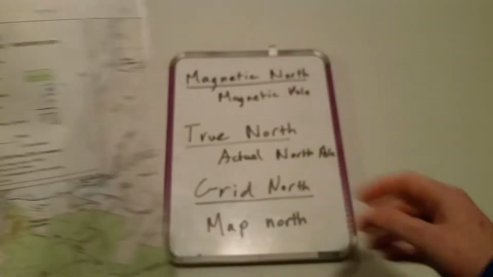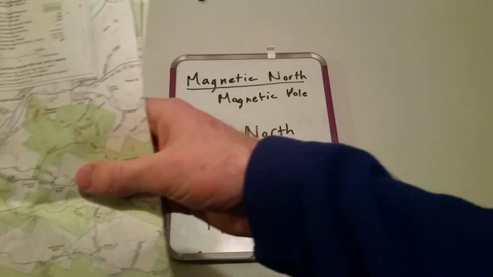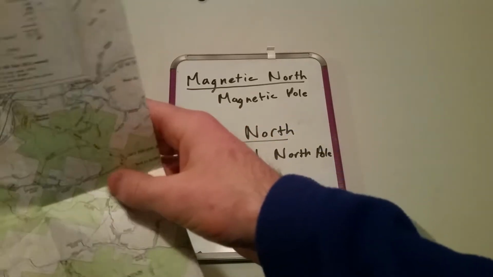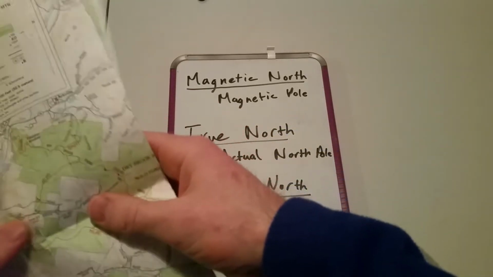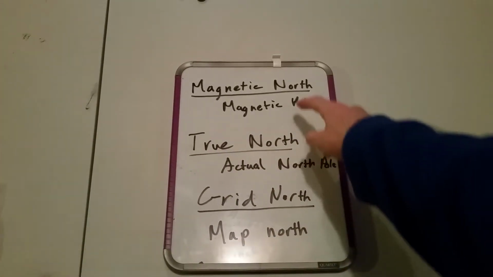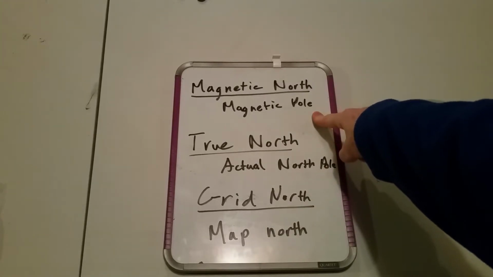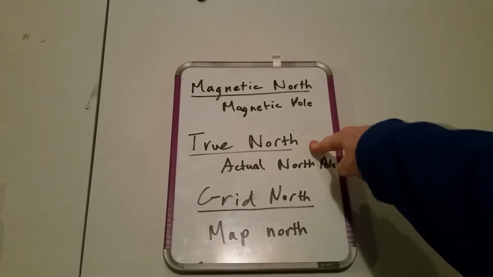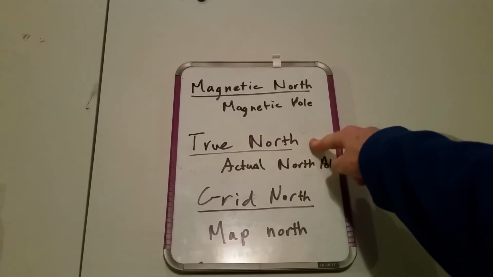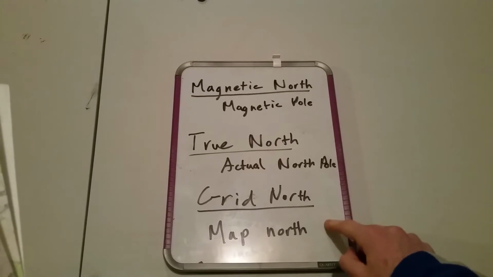So basically what you need to understand, which I talked about in a different video, I'm going to put a link in the description box and attach it to this video so you can watch that one. But basically you have three types of north. You have magnetic north, which is what your compass needle works on. You have true north, which is the actual north, the North Pole. And then you have grid north, which is the north on the map.